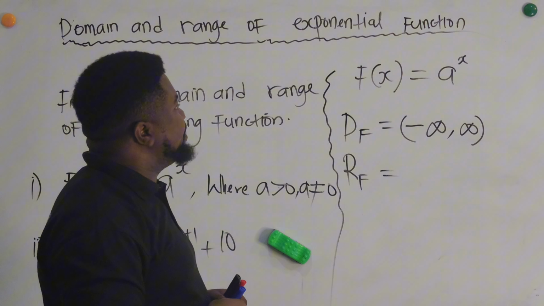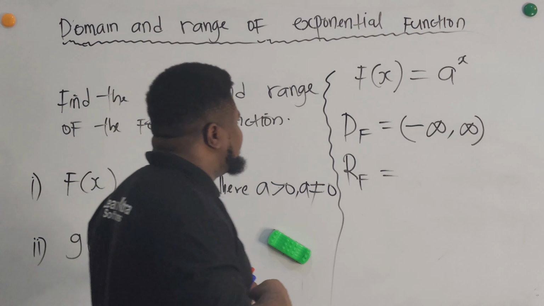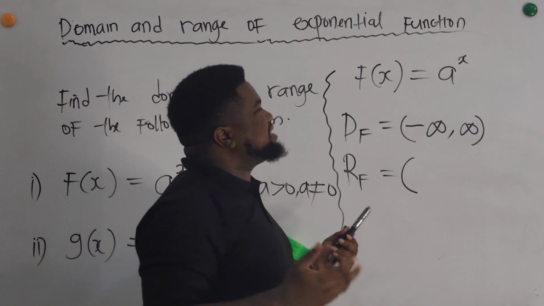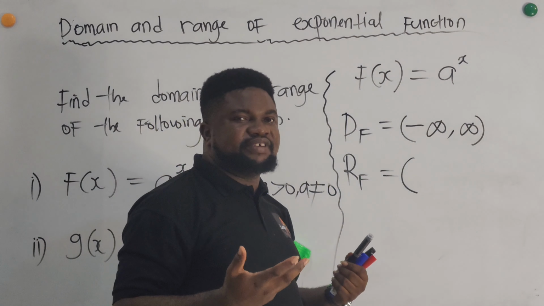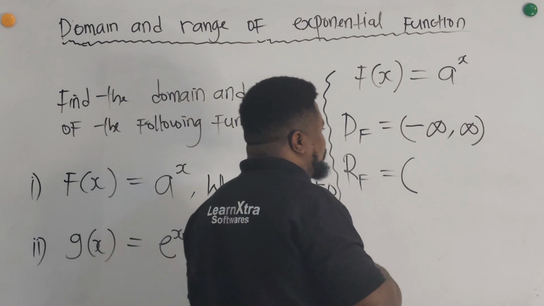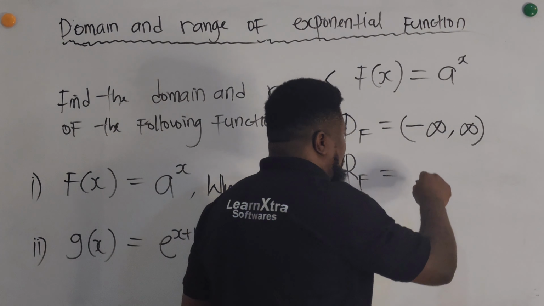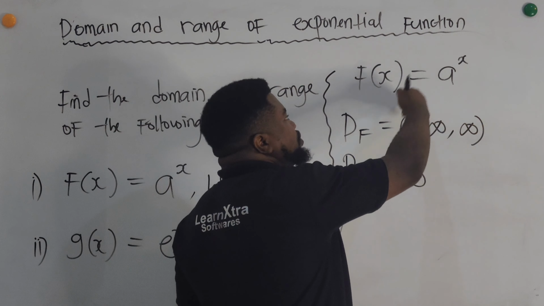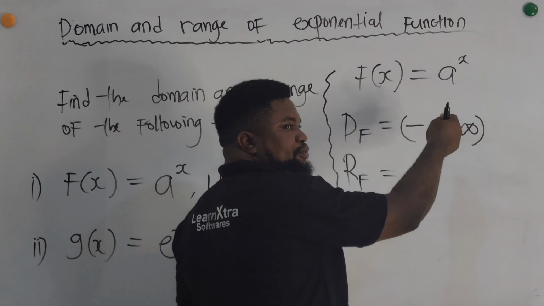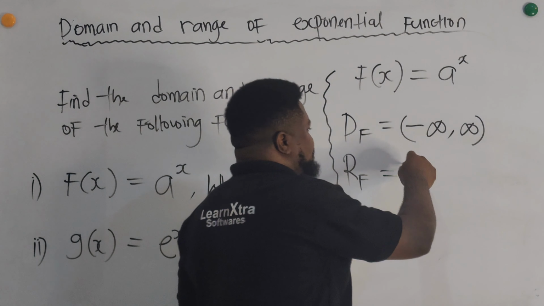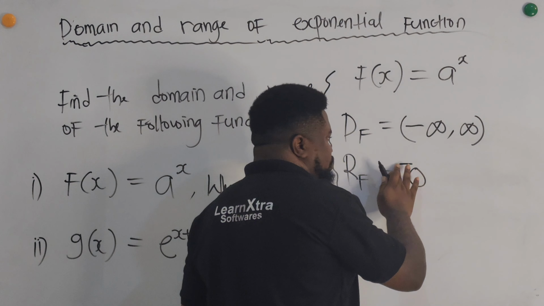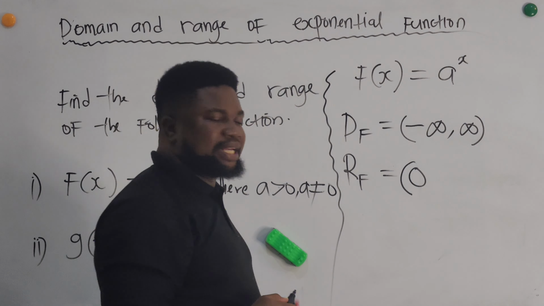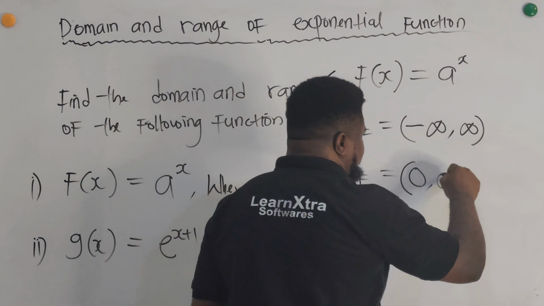Now the range. I've already explained the range for you to conserve time. The range of this function, meaning the possible outputs, can't be negative. Therefore, our answer will start from 0. But because we can't have 0 from our exponential function, we are going to open 0 to indicate that 0 cannot be the answer. So from 0 to infinity.